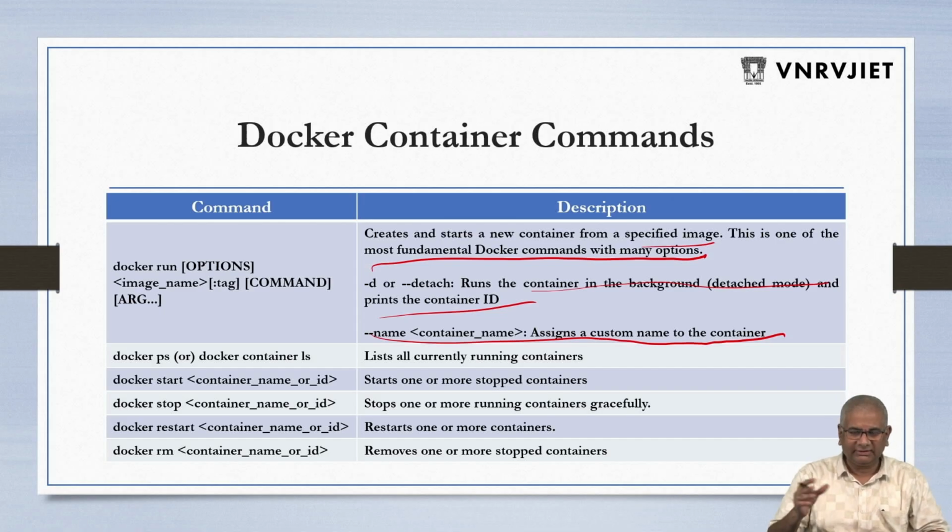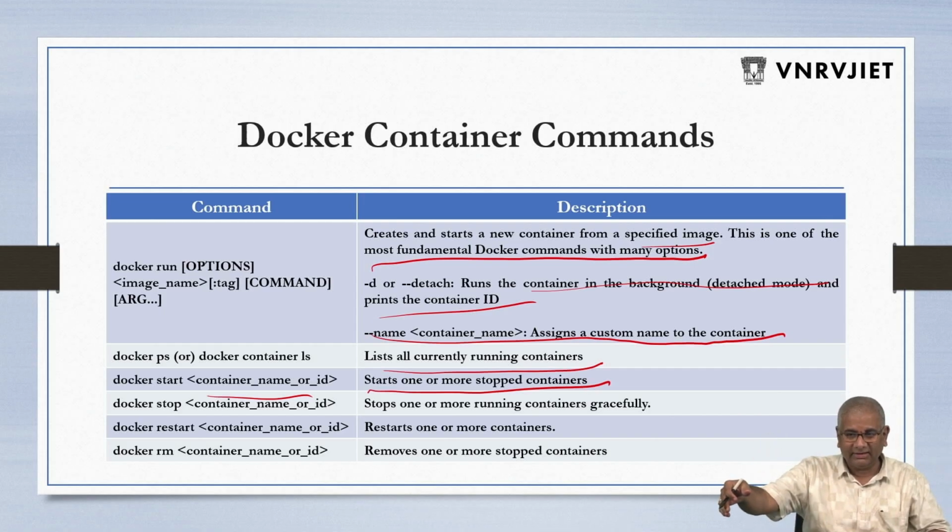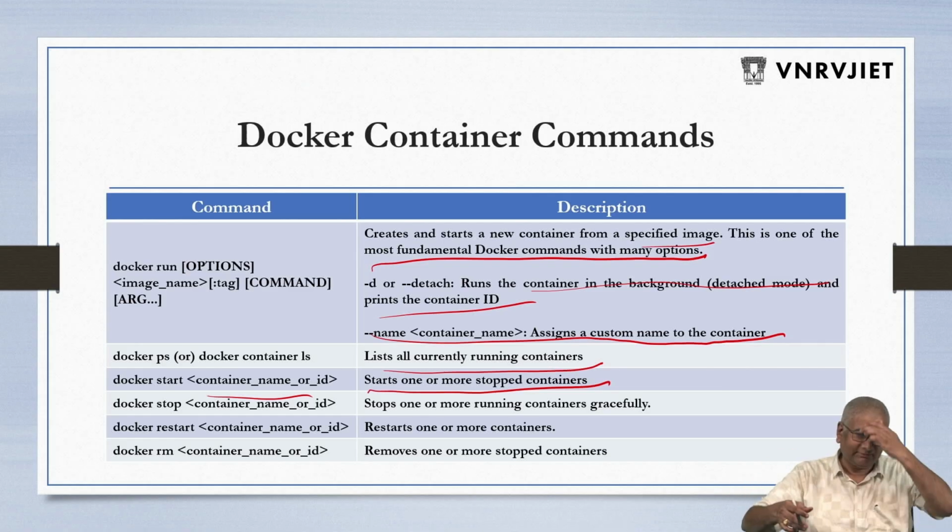Yeah, I'll talk about that when we discuss Kubernetes later. So yeah, docker ps lists all currently running containers. Docker start starts one or more stopped containers. Let's say docker run will run it, but after some time you stopped it. Now you want to run it again. When you say docker run, it will create a new one. Instead of that, use docker start and give the ID. It will start whatever Docker container was stopped. It will start that one, right?